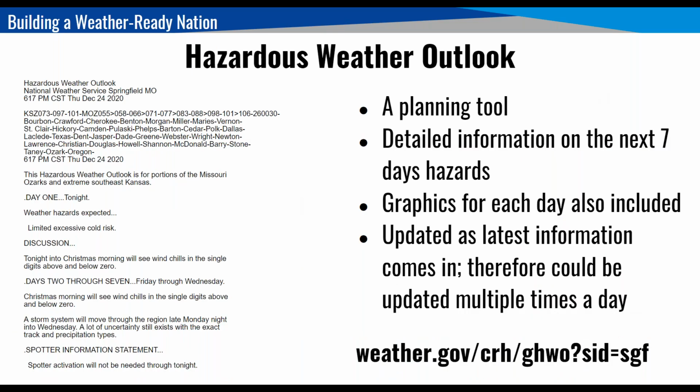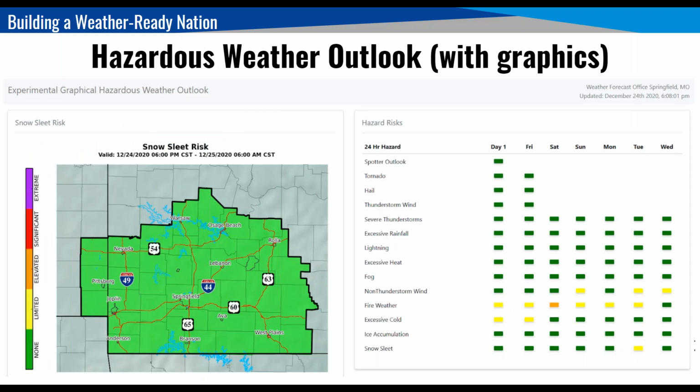Another good tool to keep in mind in assessing severe weather information is the hazardous weather outlook, HWO. This is more or less a planning tool that details information over the next 7 days. And there's a graphic aspect to this, and typically it's going to give you the most updated, latest information as it comes in throughout the day and multiple times a day.